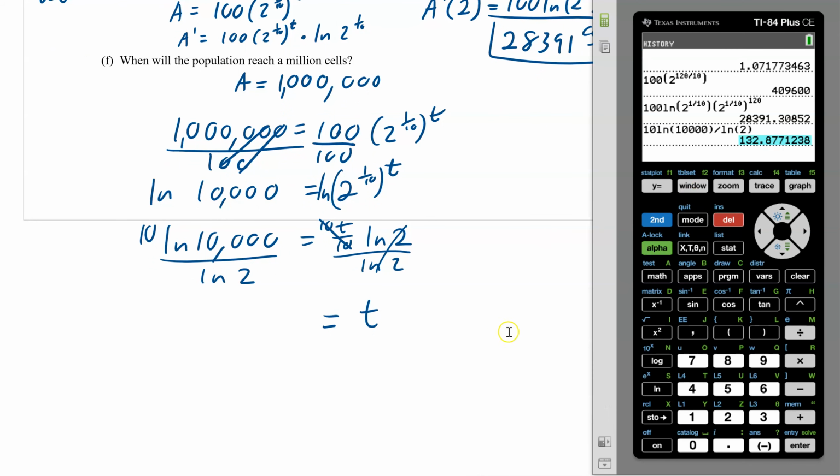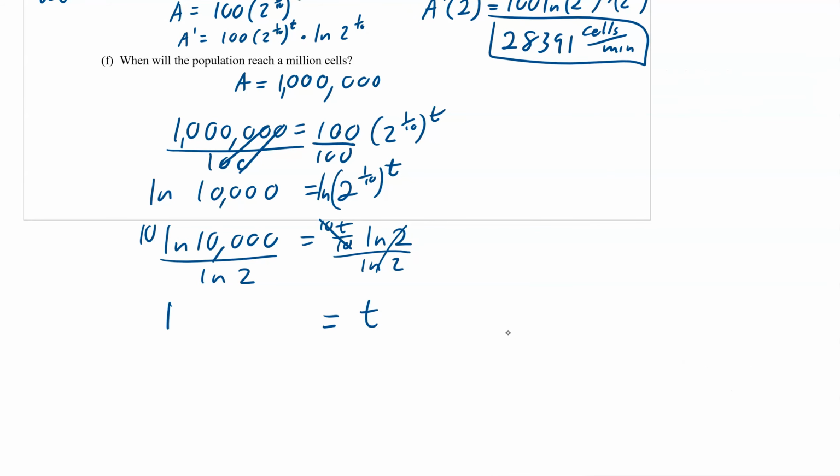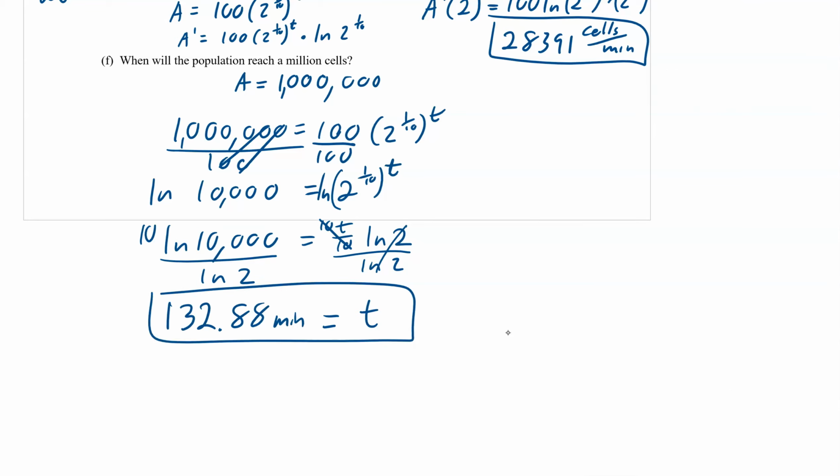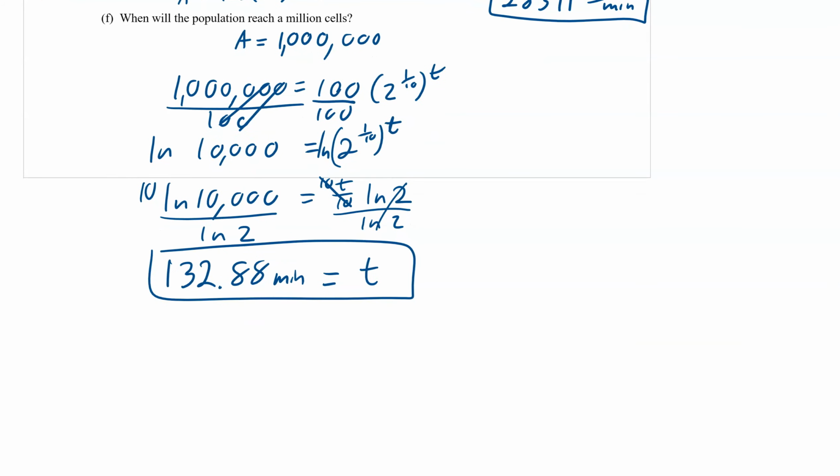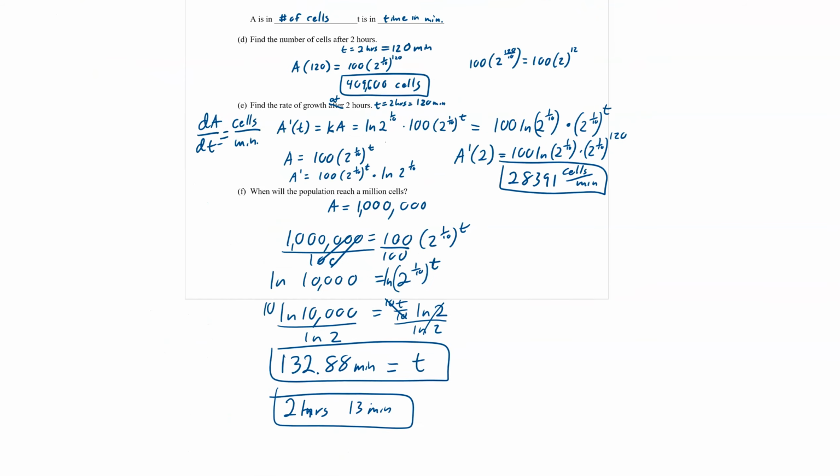And it's 132.88. So 132, I'm going to put the decimal on there, 0.882, and then our time is in minutes. And so you can convert this into hours if you want. So this is 2 hours, right? And then 132 minus 120 is 12 minutes. So just say 13 minutes, because we want to get it to that point. So about 2 hours, 13 minutes in order to get to 1 million cells.